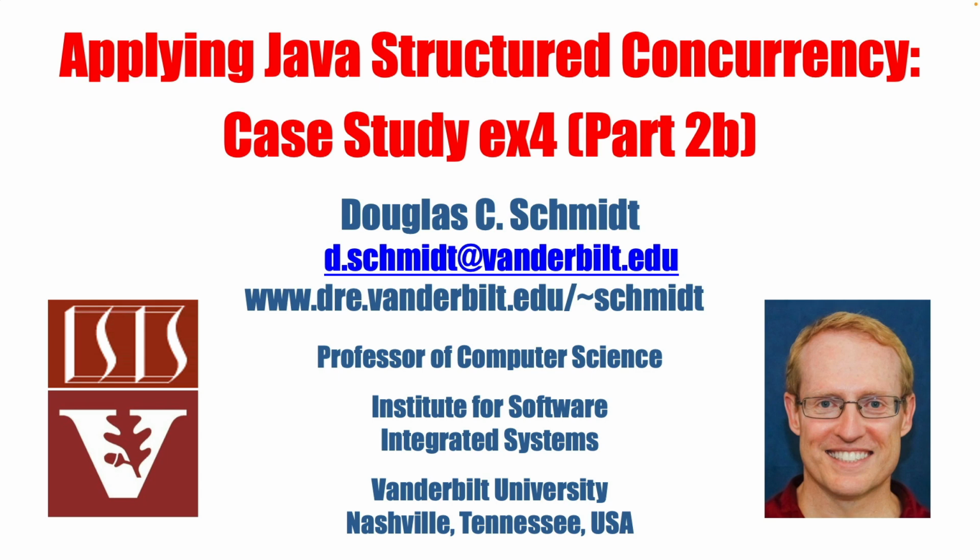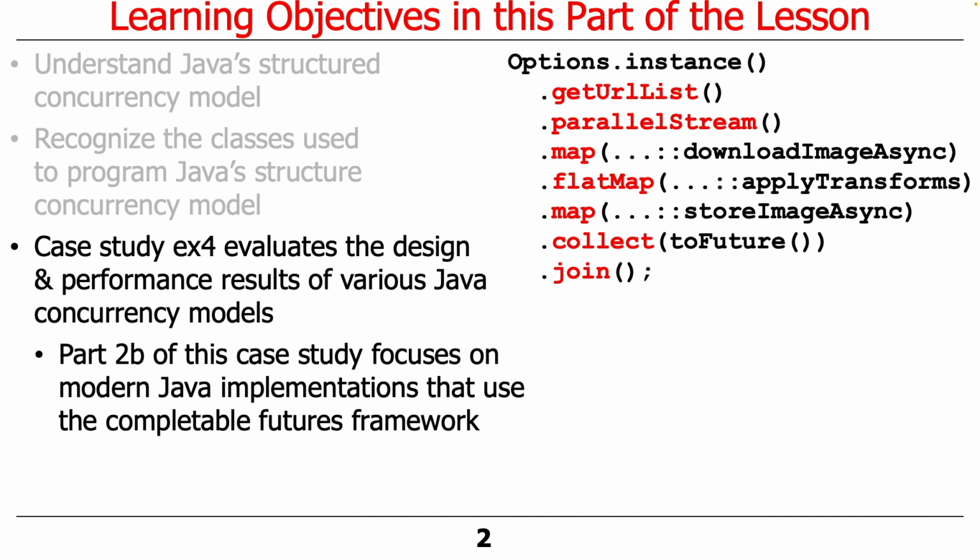So now that we've talked about parallel streams and compared and contrasted it with structured concurrency, let's take a look at yet another concurrency model that came out with Java 8, and of course is still in use today. And this is called completable futures. And we're going to talk about the completable futures framework.